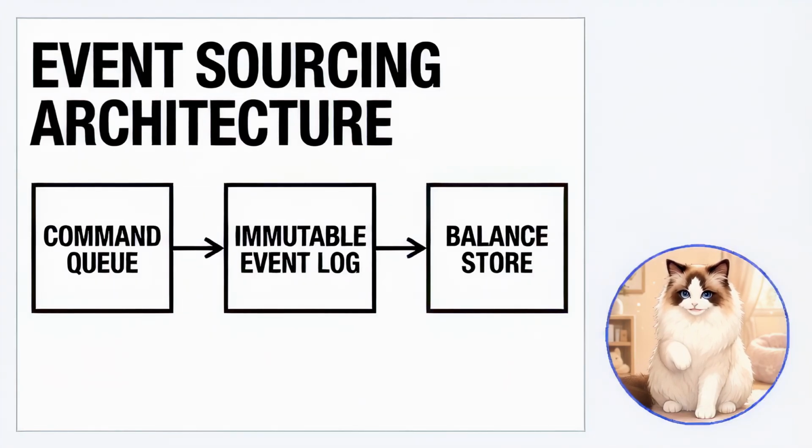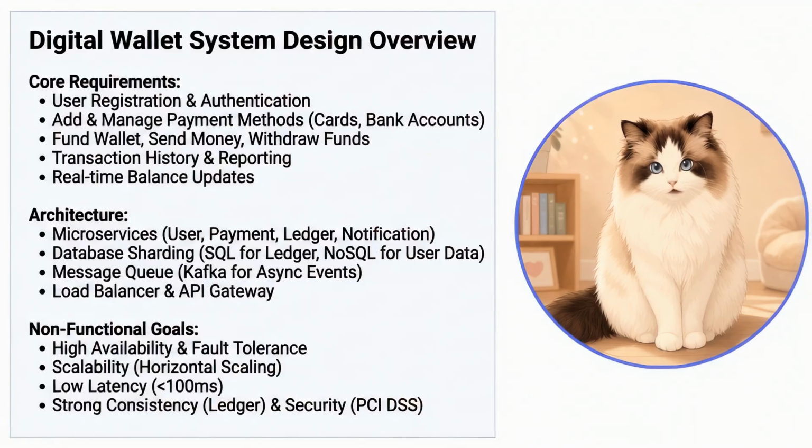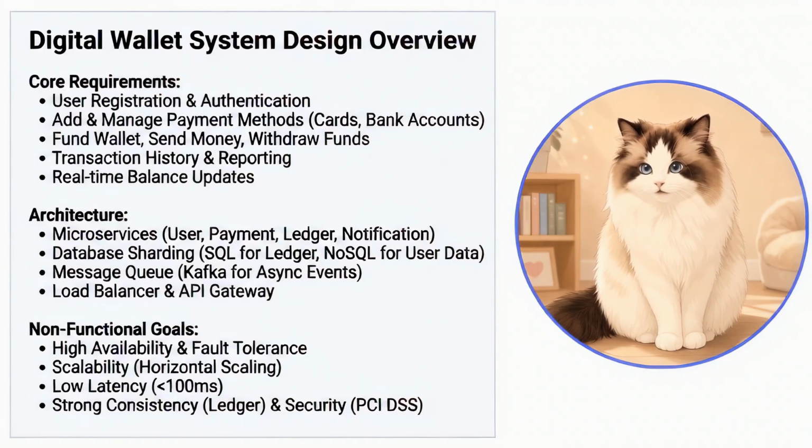The current balance is simply a projection computed by replaying these events. Because the event log is immutable, finance gets a complete, tamper-proof audit trail, and we can reconstruct any historical balance by replaying events up to a specific timestamp. Event sourcing provides an incredible audit trail, but if every balance query or API read has to replay millions of historical events from the log, won't that be far too slow for real-time reads?